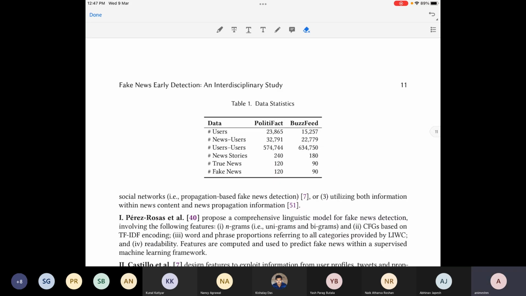statistics. Okay, the authors, as I told you, used two data sets. One is the BuzzFeed and the other one is the PolitiFact. Okay, and this is the total number of users posting the news. This is the news user connection, and this is the total number of news articles. Okay, unique news articles. So 240 in PolitiFact and 180 in BuzzFeed. And as I said, the dataset is balanced with 50% of news items from each of the categories.